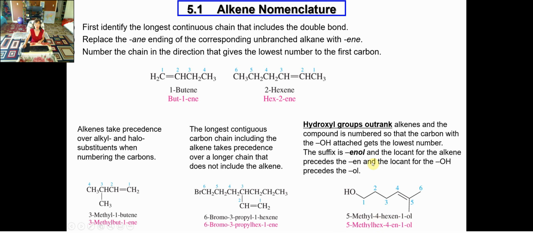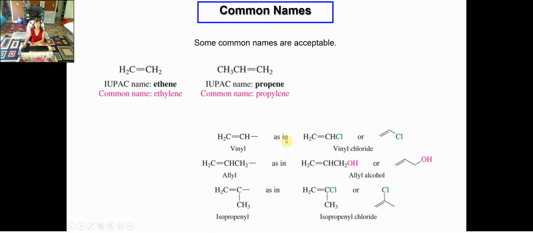So this is about your enol nomenclature. So you have oxygen. Oxygen outranks the alkene. Double bond outranks alkyl. Double bond outranks halo. So that's how you name the different substituted alkenes. And also there are some common names which are also acceptable. For example, you have this CH2. Based on our IUPAC name, you have 2 carbons, you have ethene. This molecule is also called ethylene.